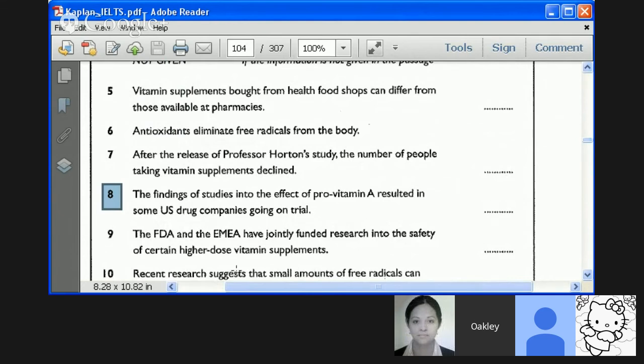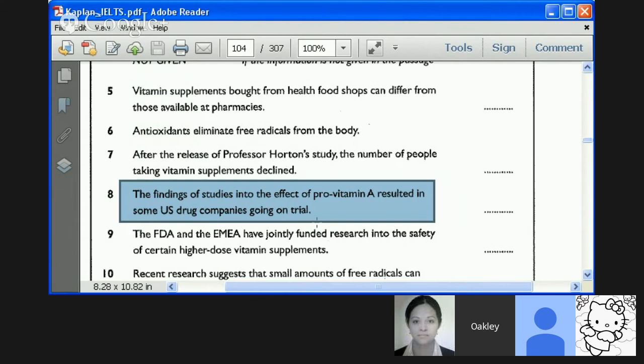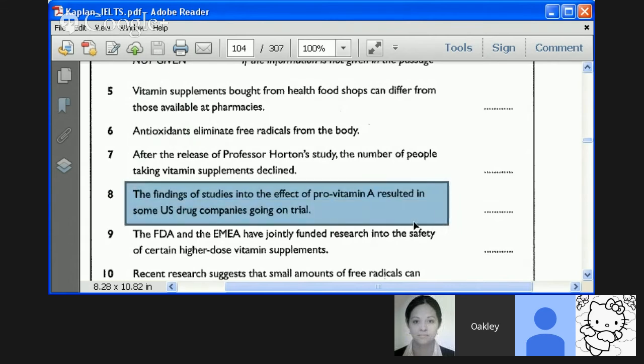Okay. Number 8, Rocio, back to you. What are we going to look for here? U.S. drug. U.S. or A, vitamin A, whatever. Okay. All right. Now summarize this in your own words. What are we looking for? Can you say this sentence in another way, in a simpler way?